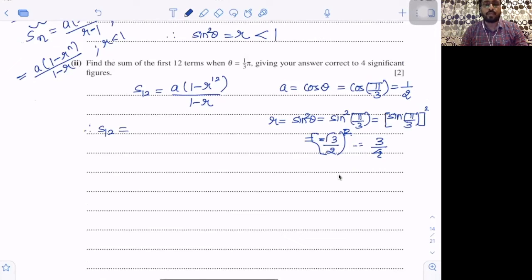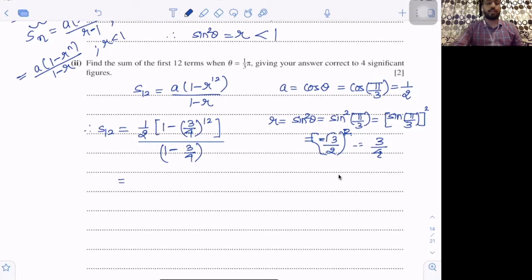So the value of a is 1 upon 2 multiplied with 1 minus r raised to 12. So r is 3 upon 4. So 3 upon 4 whole to the power 12, close the bracket, whole divided by 1 minus r. So 1 minus the value of r, which was 3 upon 4. You got it? You want to simplify this.